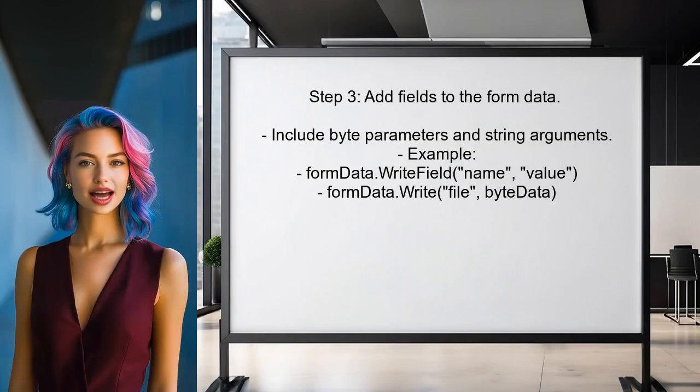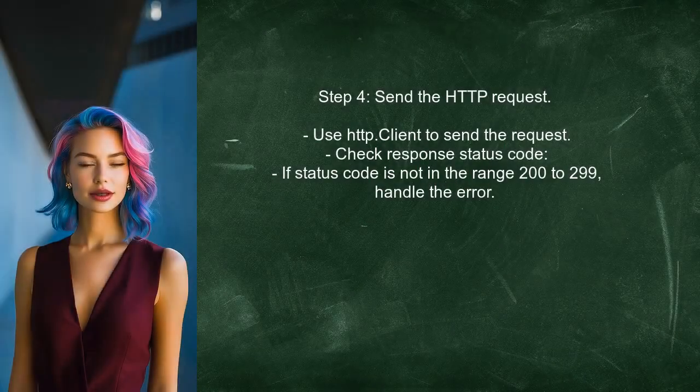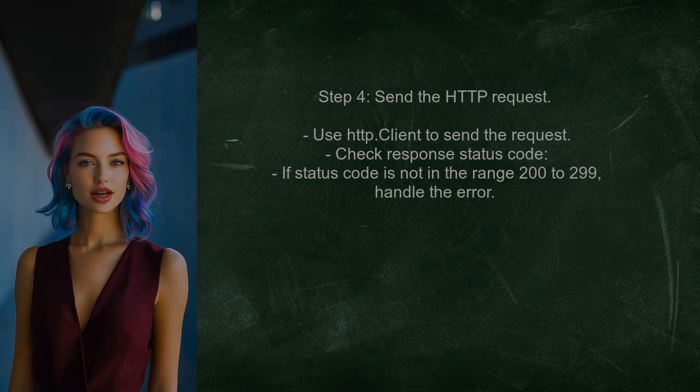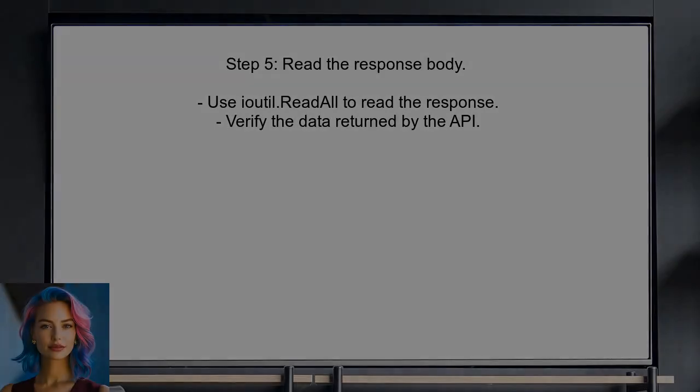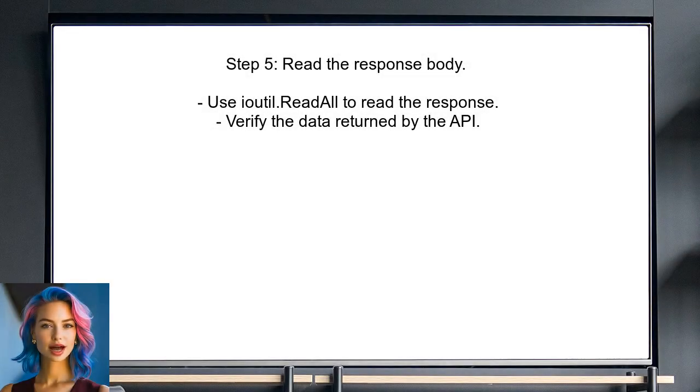Now, the user should add the necessary fields to the form data. This includes both the byte parameters and string arguments that need to be sent to the API. After constructing the request, the user should send it using the HTTP client. It's important to check the response status code to handle any errors appropriately. Finally, the user should read the response body to get the data returned by the API. This will help in verifying if the request was successful.